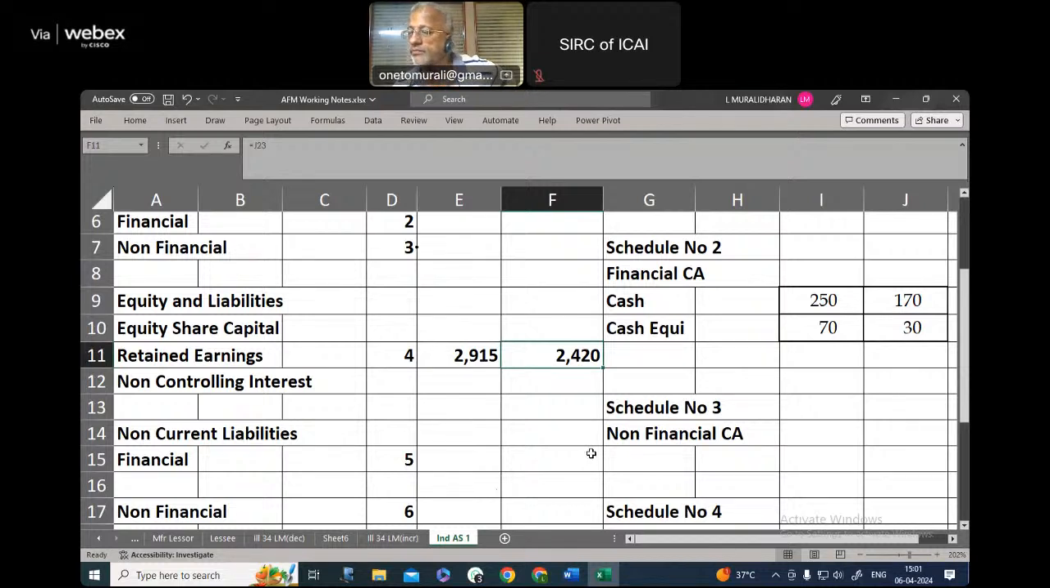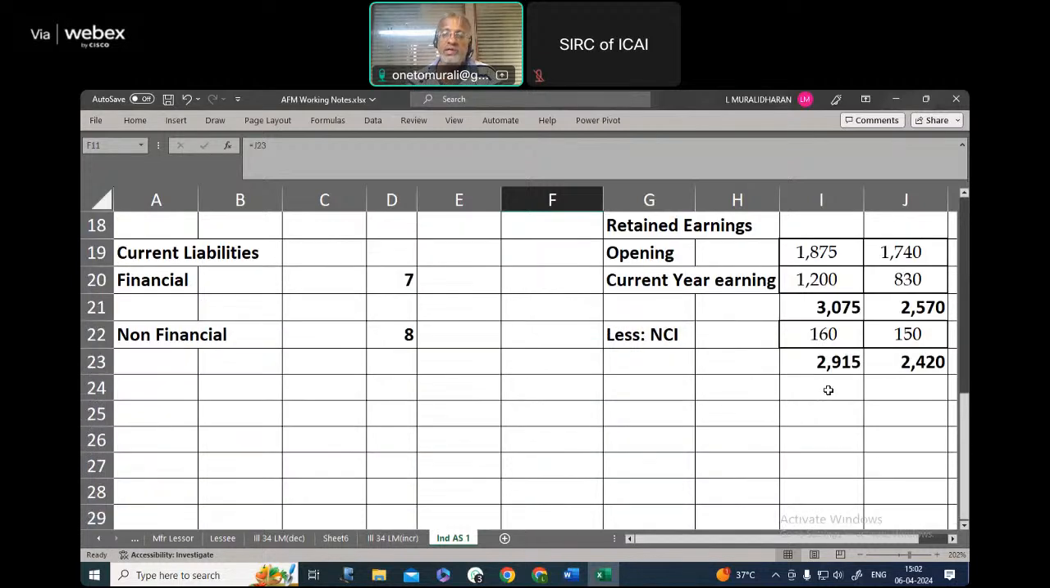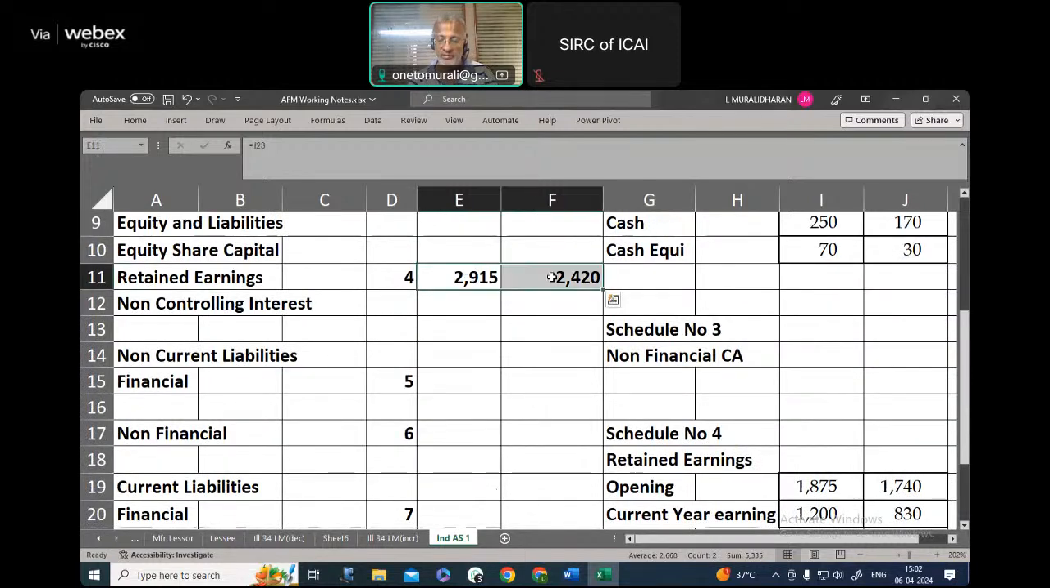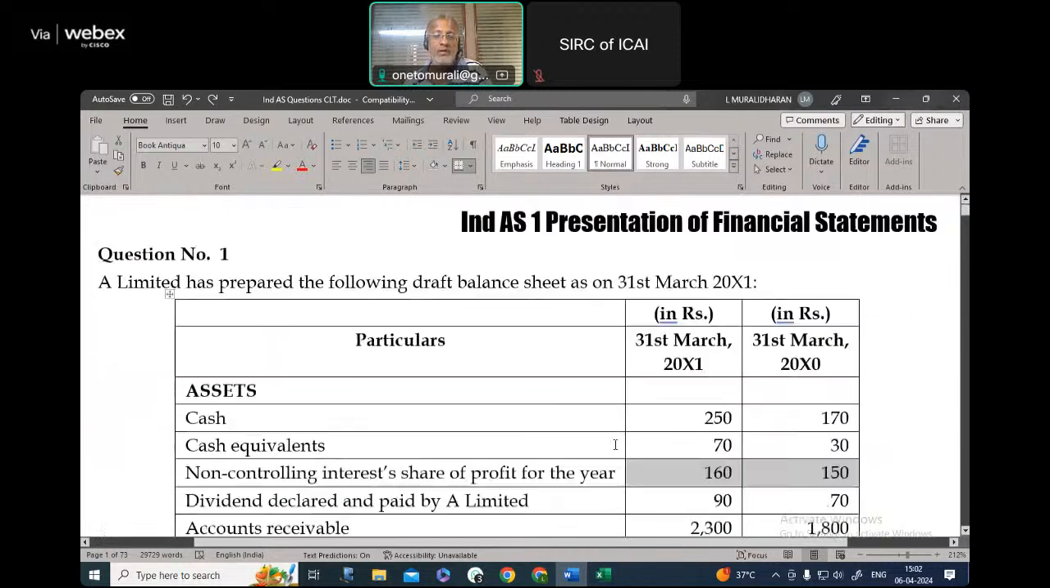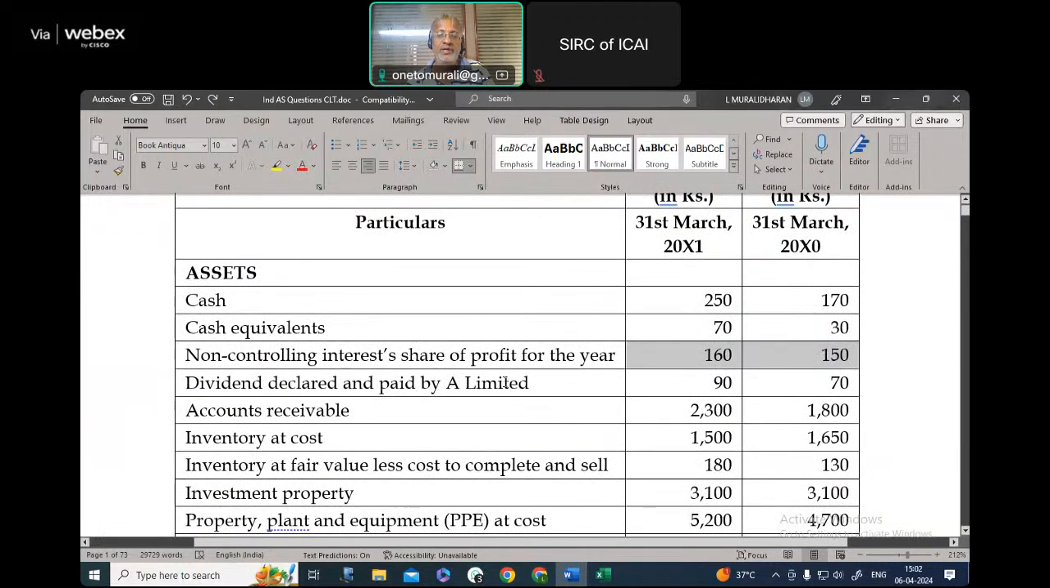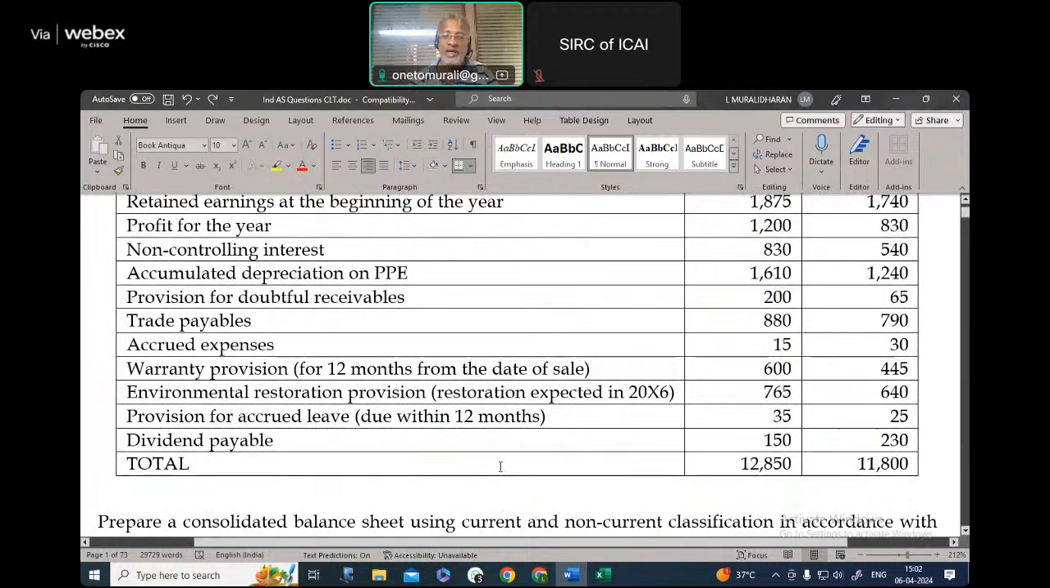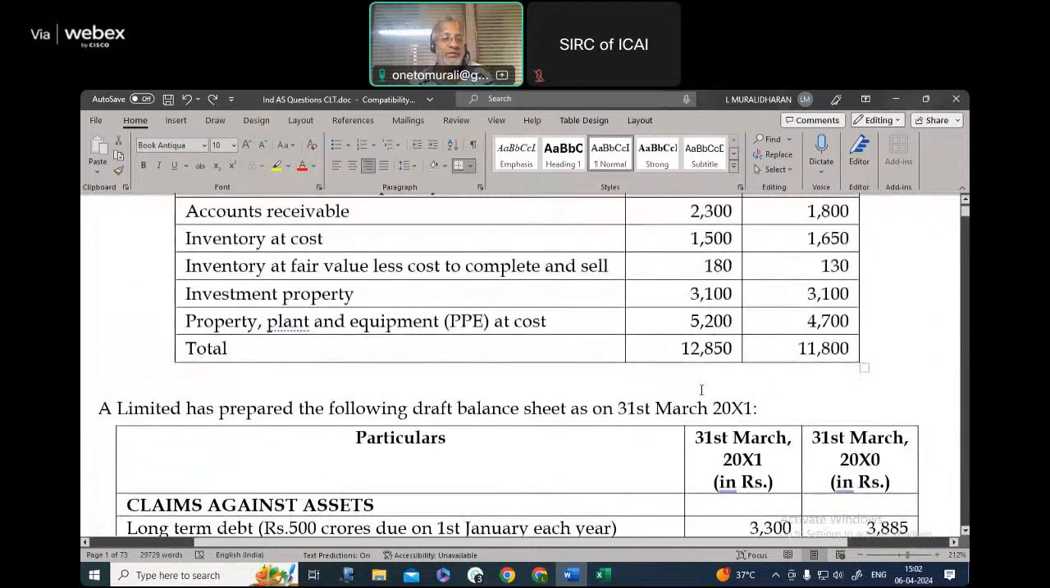Okay. So we will make those changes whenever they are coming up. So therefore, don't copy, just watch out. Or else we may have to deduct towards dividend and all that. So I will not be taking up that. Okay. So I will just keep it pending. Because you have dividend declared and paid by A Limited. Towards the end, dividend payable also you do have 150, 230.